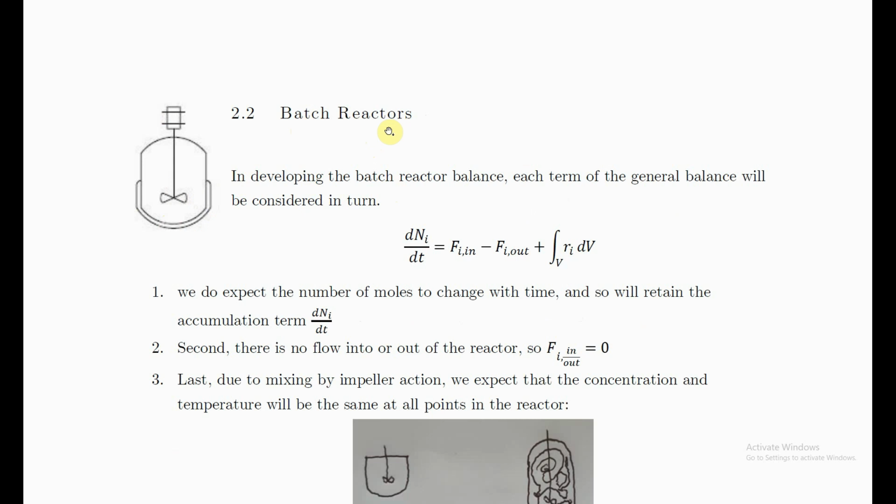A batch reactor, as the name implies, is one where we charge the reactor with our reacting components, and then we close it off and we have no further flow through that reactor. So it works in batches. You put your reactant in, you close the reactor off, and then you allow the material in here to react, and you hope that your reactant is going to be converted into your product.